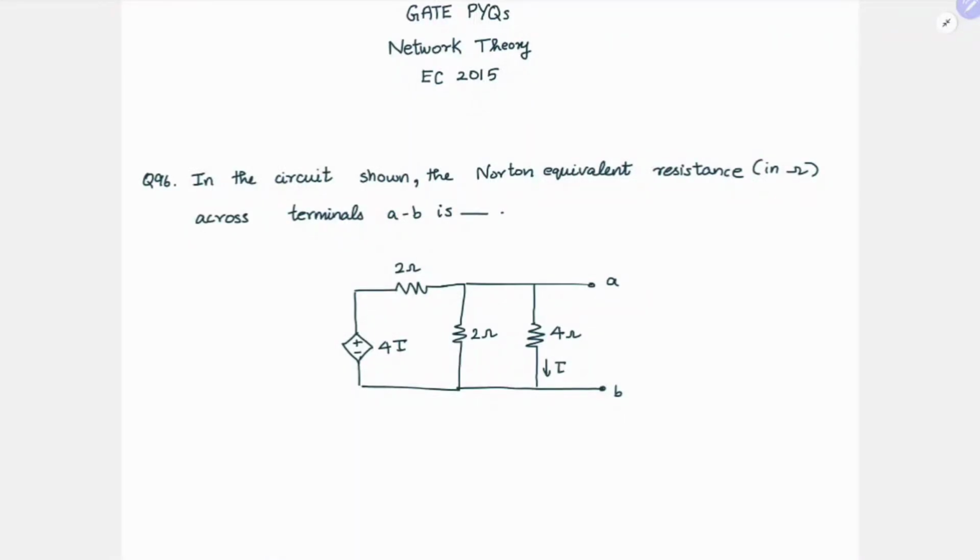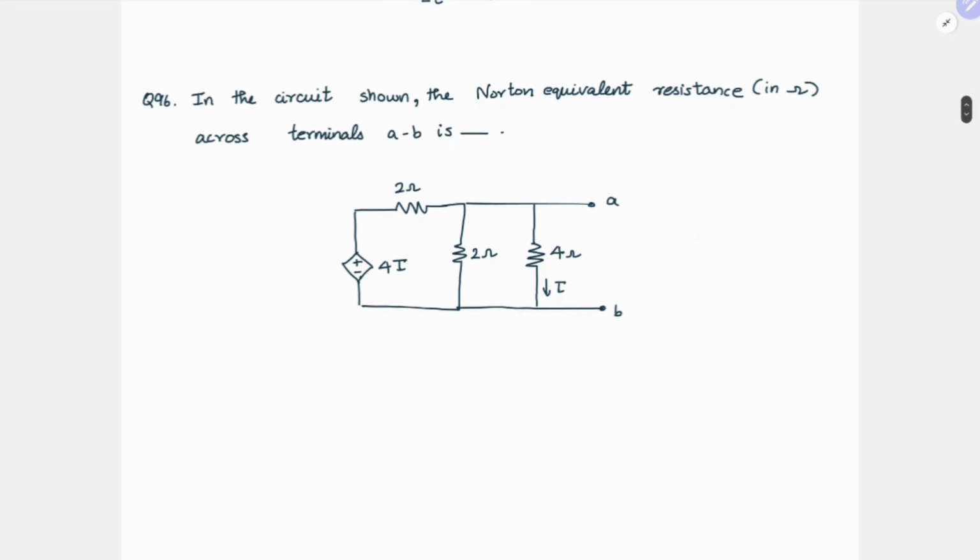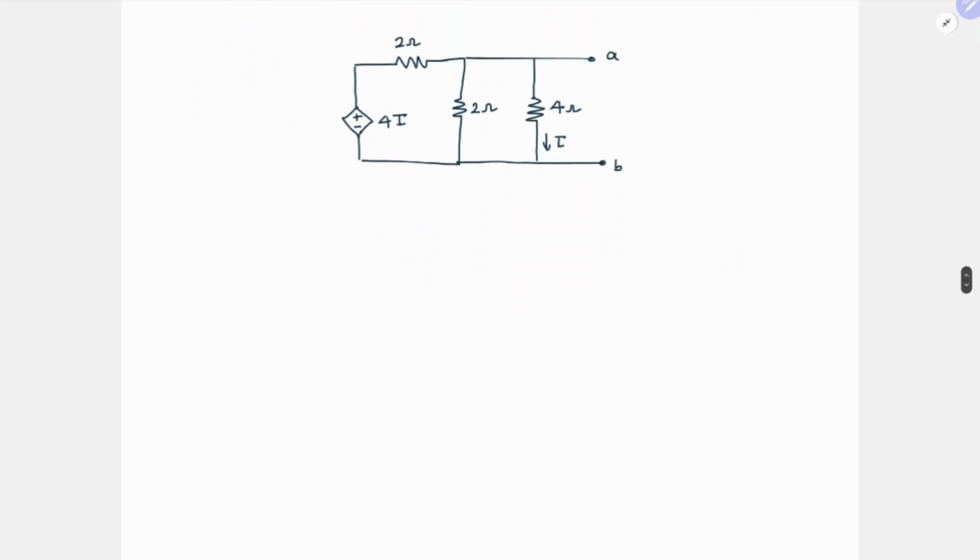Hello guys, welcome back. So here we have a question from GATE EC 2015 on network theory. In the circuit shown, the Norton equivalent resistance across terminals AB is dash. So how do you find Norton equivalent resistance? So what is your Norton equivalent?